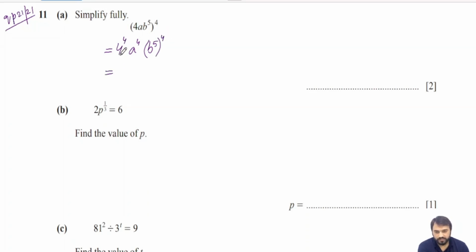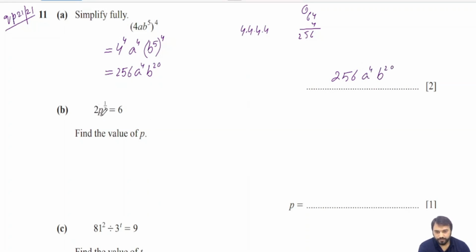4 raised to power 4, just calculate it. 4 into 4 into 4 into 4. 4 into 4, 16, 16 into 4, 64, and 64 into 4, that will be equal to 4 times 6, 24, and 1 carry, 4 times 2 is 8, and 1, 256. So our answer to 4 raised to power 4 is 256. A raised to power 4 remains the same, and we have just learned that if we have power of power, we multiply. So 5 is going to be multiplied by 4, 5 times 4, that is equal to 20. This is our answer, 256, a raised to power 4, b raised to power 20.